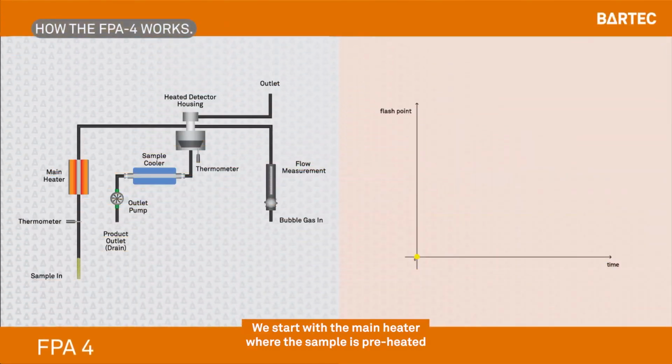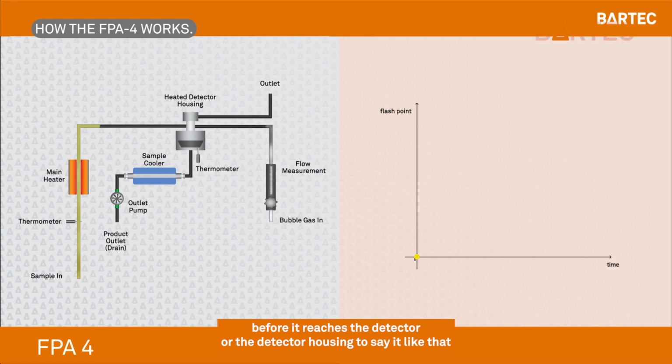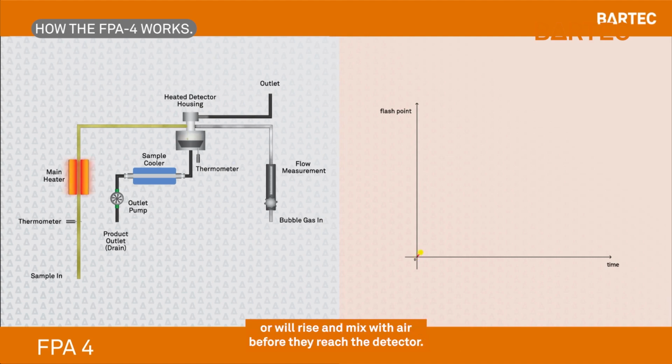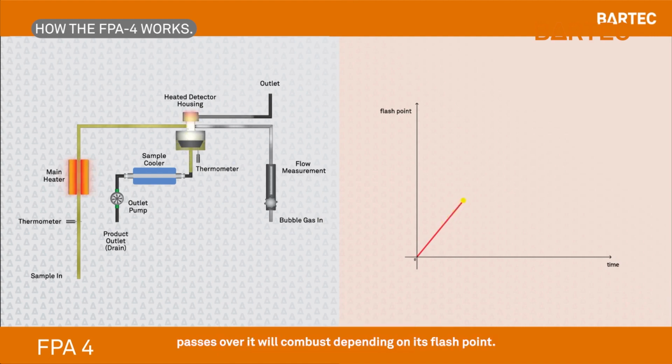We start with the main heater, where the sample is preheated before it reaches the detector or the detector housing, to say it like that. In the detector, the sample will drip into a siphon and the fumes will evaporate or rise and mix with air before they reach the detector. The detector being heated, as the sample along with air passes over, it will combust depending on its flash point.